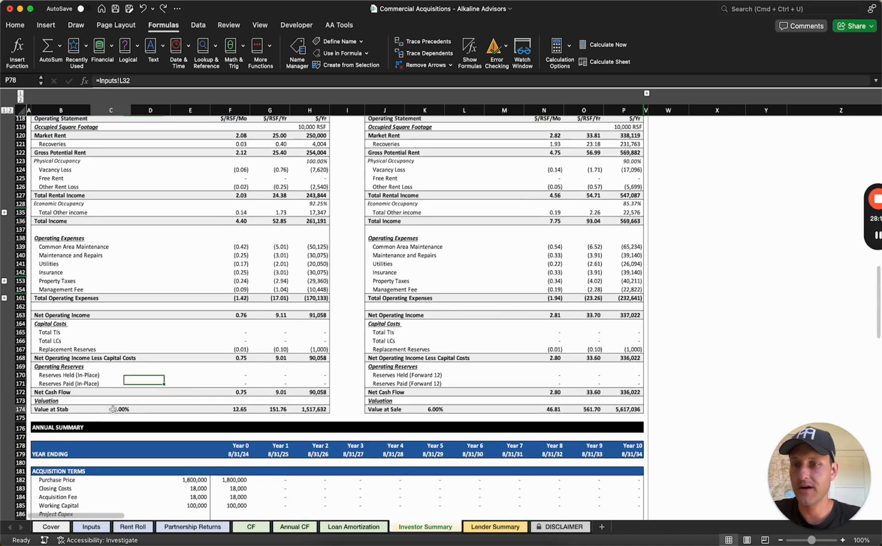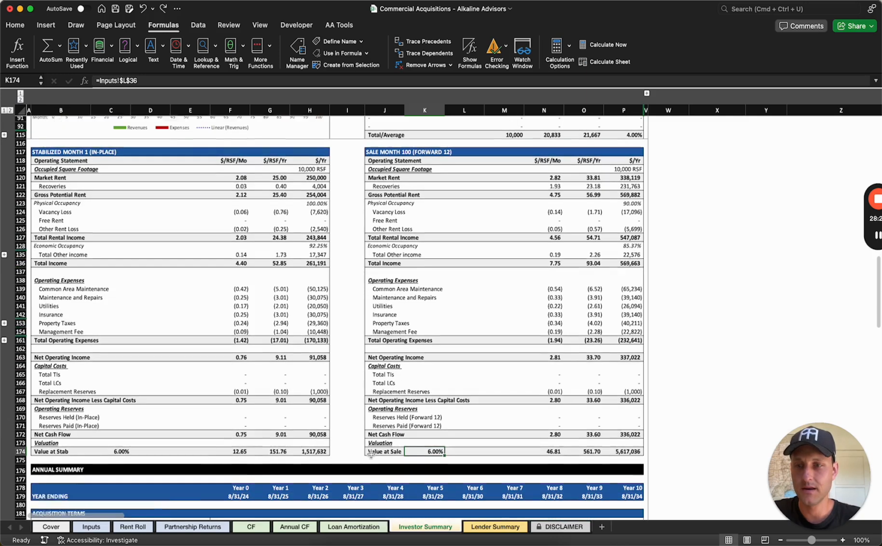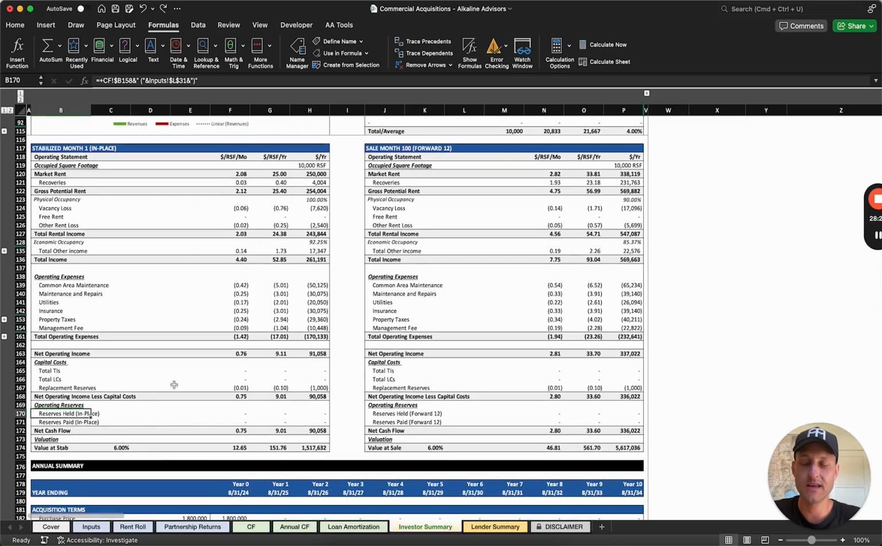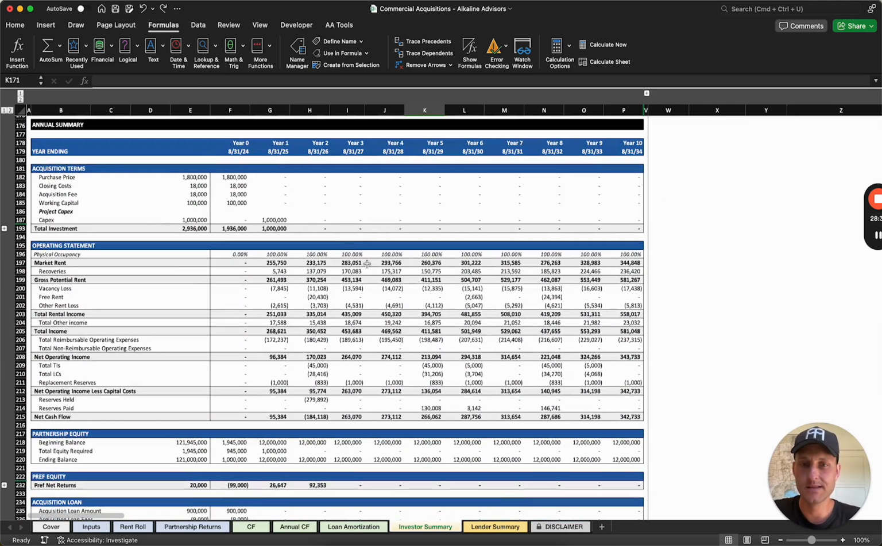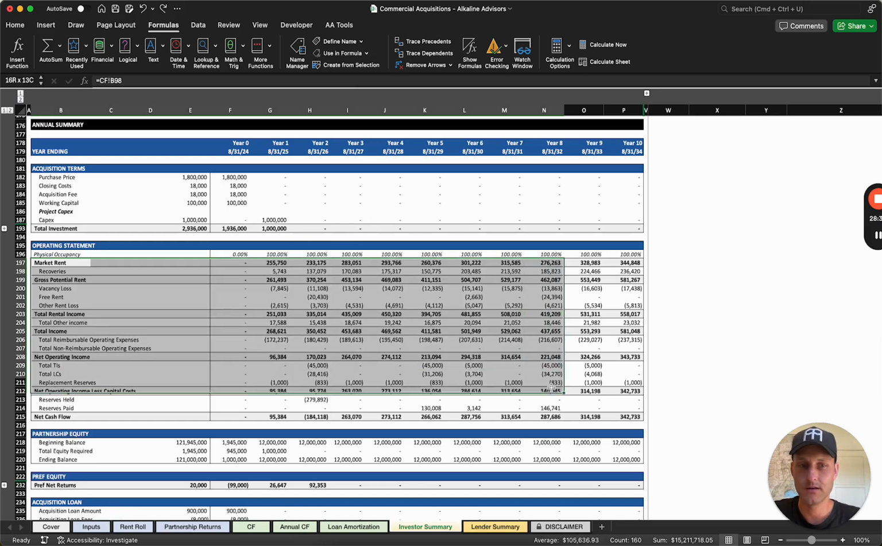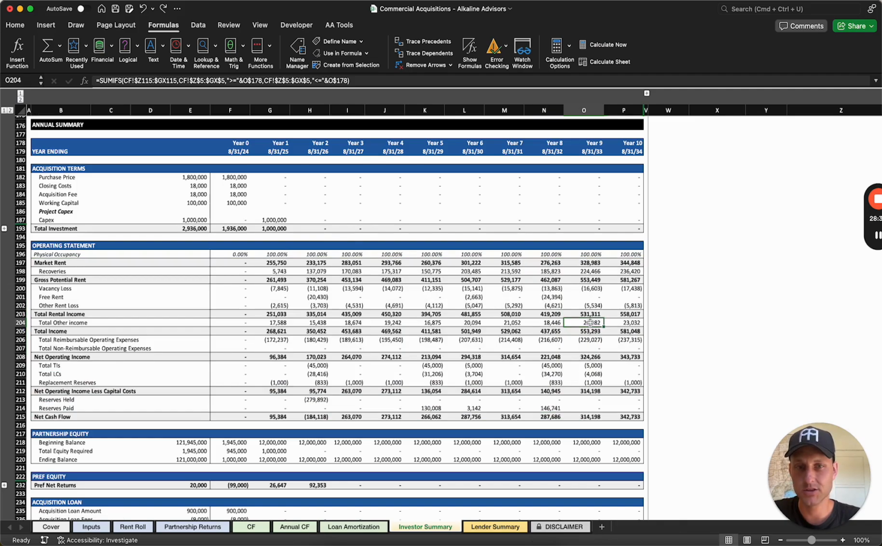And you can see what the valuation at stabilization is. We're using a 6 cap. Valuation at sale, we're using a 6 cap. And at stabilization, we're saying we're taking the in-place NOI, whereas at sale, we're taking the forward 12 NOI. And then we have a brief annual summary, which again, it's very similar to the annual cash flow tab, but this is even less information, but it's clean, concise, and straightforward.